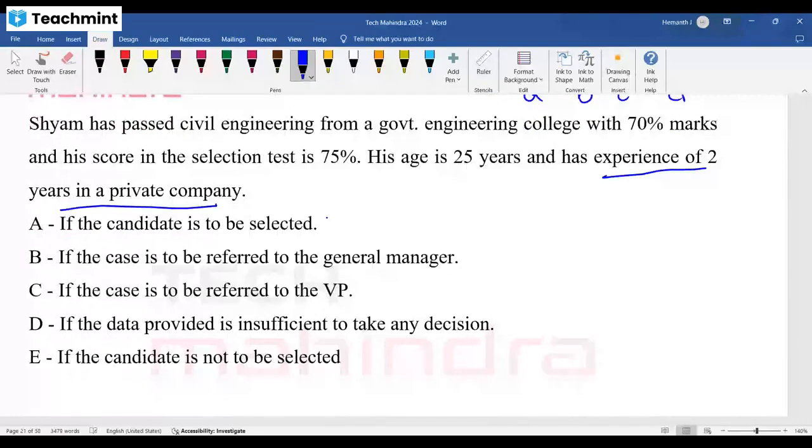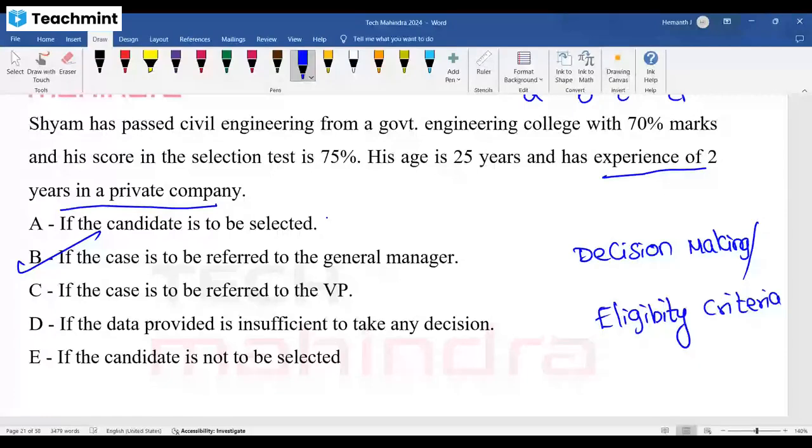GM means general manager. This is a decision making or eligibility criteria topic. The topic name is decision making. You have to take the decision on eligibility, whether that candidate is recruited, selected or not, and if not, what the condition is. You need to refer to the VP or general manager, or say insufficient data to take the decision. All those things.